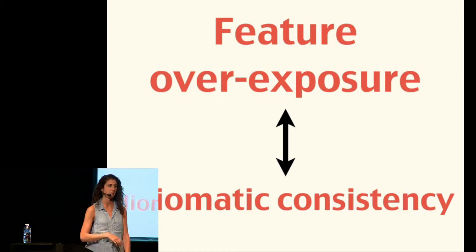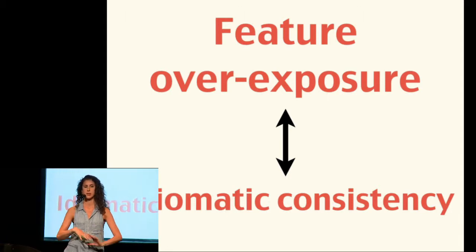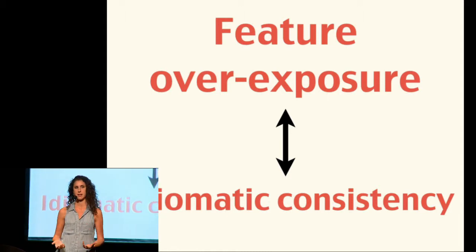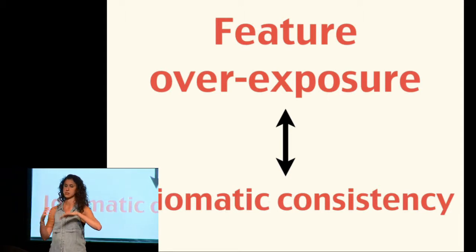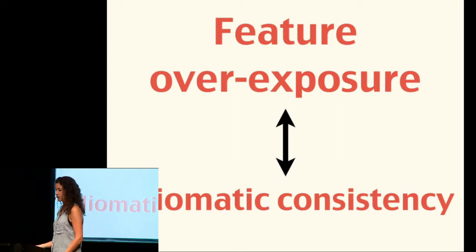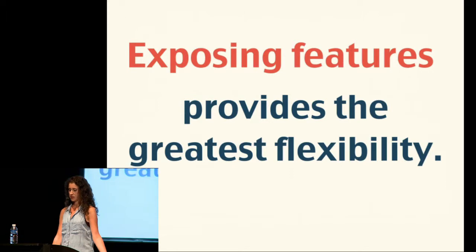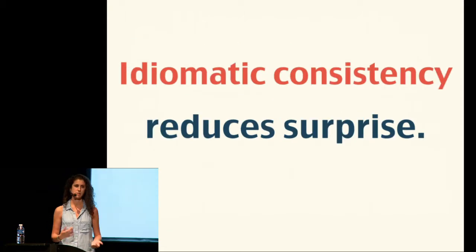And then the other extreme is idiomatic consistency. So providing a heavy level of abstraction on top of the underlying API to make your API as idiomatic Ruby as possible and as accessible to Rubyists as possible. So reducing the number of surprises and making it as fluid with Ruby code as you can. Exposing features provides the greatest flexibility because you as a maintainer don't have to do that much to wrap the underlying API, and idiomatic consistency reduces surprise. So a Rubyist will expect to be able to use this underlying API in a certain way. So that's one tension that you might have as a maintainer.